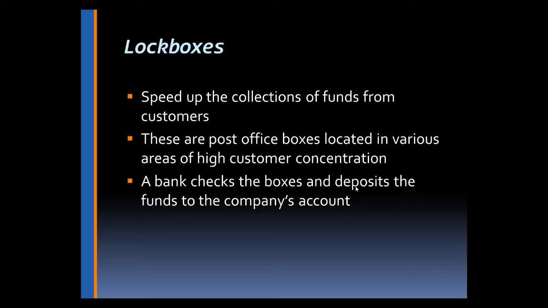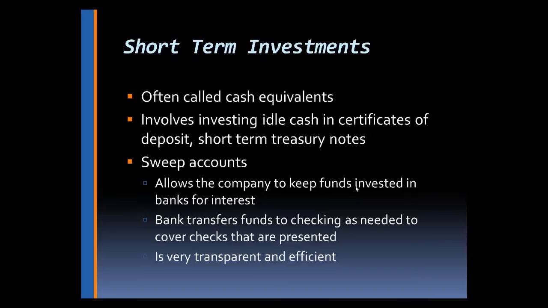You then would have an account with a bank, and they would go to the post office box, known as the lock box, and they would pick up the checks and then deposit them into the company's account. So this would speed up the deposits reaching the bank account by 2 or 3 days, rather than perhaps mailing them all to Boise, Idaho. So you have a lot larger lag in the days of collection. These are widely used by larger corporations to actually speed up the collection of cash.